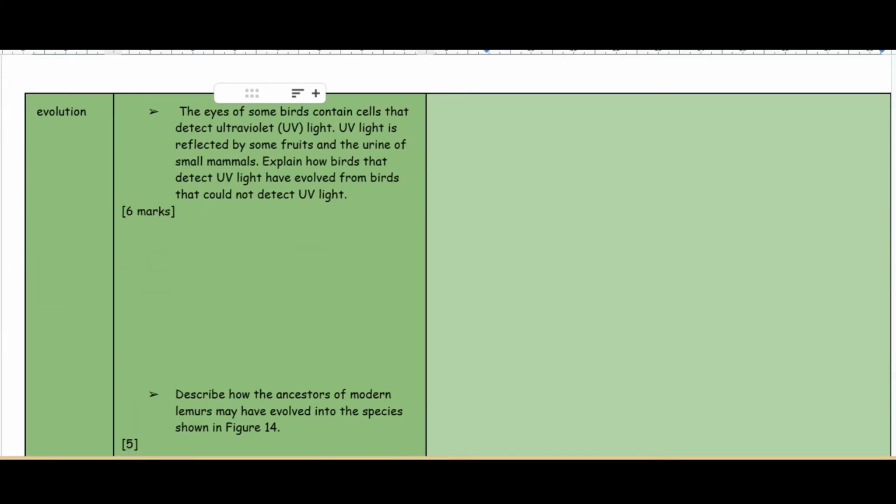Evolution. Now we've got a 6-marker. The eyes of some birds contain cells that detect UV light. UV light is detected by some fruits and the urine of some animals. Explain how birds that can detect UV light have evolved from birds that could not detect UV light. So it's asking you to explain the process of evolution and then apply this to this specific case of birds.